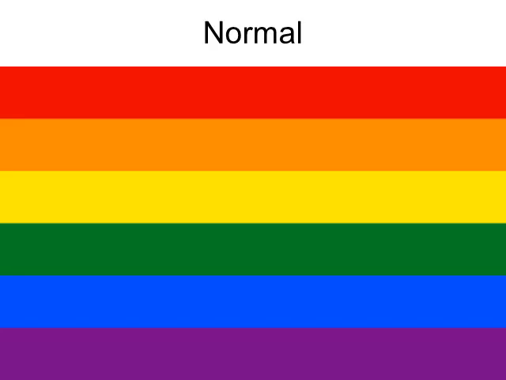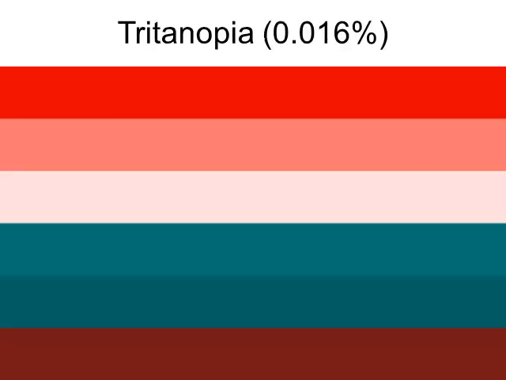One more example. If we go back to our normal rainbow flag and we look at a type of color blindness called tritanopia. Again, a very small percent of the population is affected by this type of color blindness, but you can see what that same rainbow flag looks like to them. Again, one of the myths is that people who are colorblind see in black and white, and that's not true. They still see in color, it's just their colors are shifted a bit.